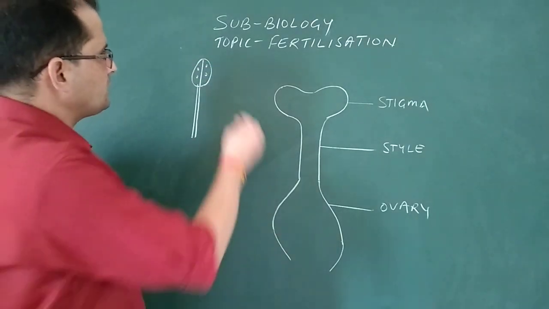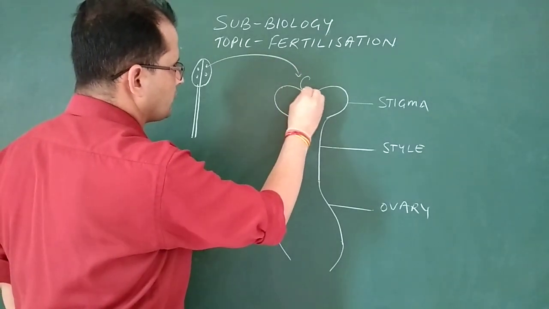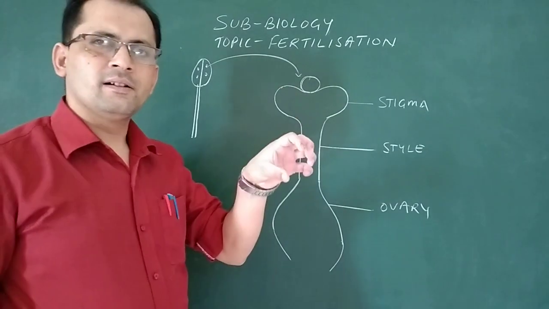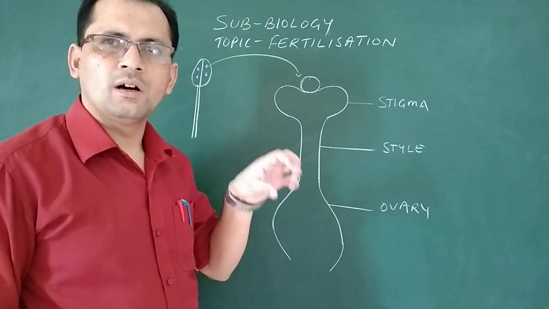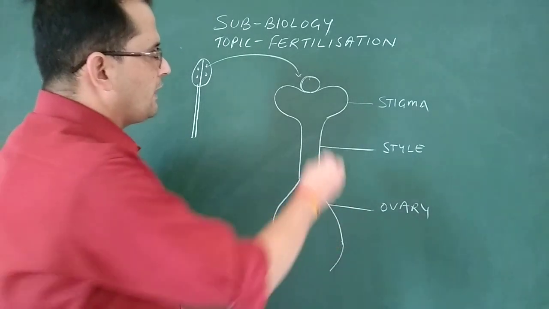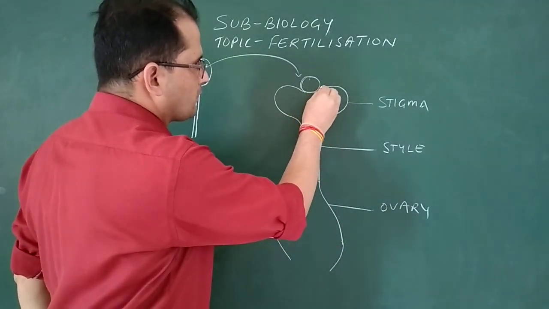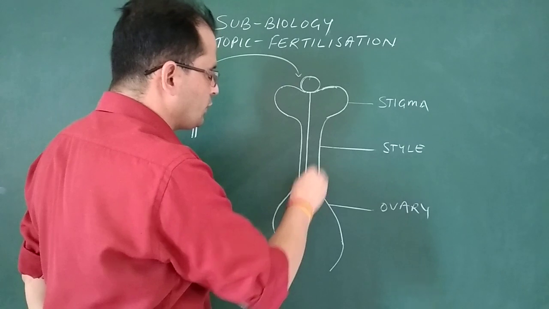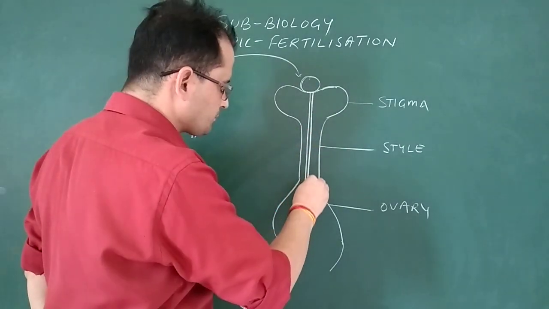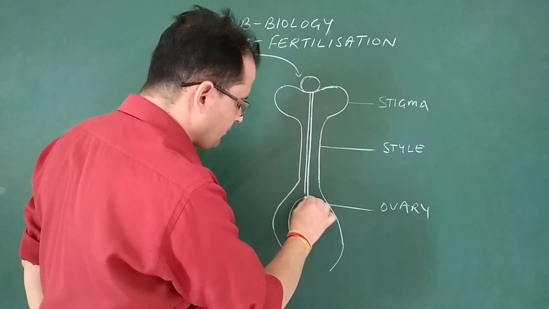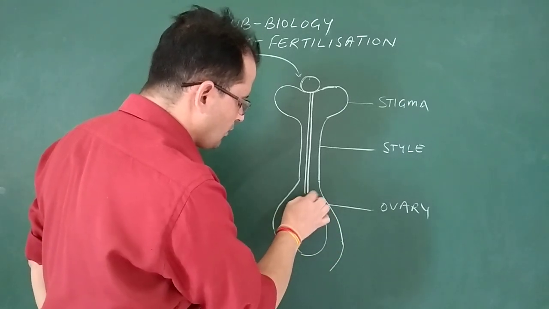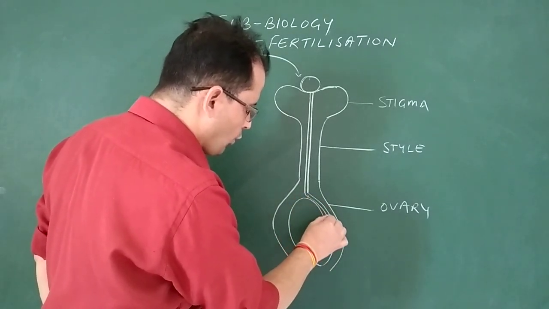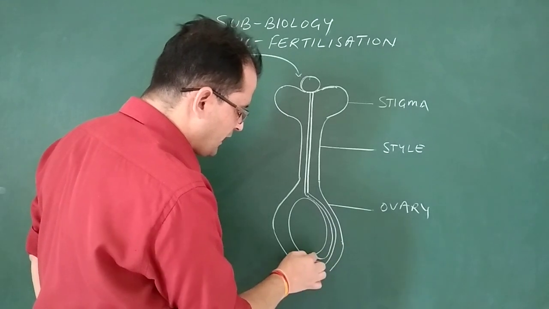Now when these pollen grains fall here, what happens beta? This pollen grain germinates and forms a tube, and it dissolves the layer of the stigma here, and then through this style this tube enters into the ovule. So here this is the ovule and this is the pollen tube. So this pollen tube enters here through an opening which is known as micropyle.